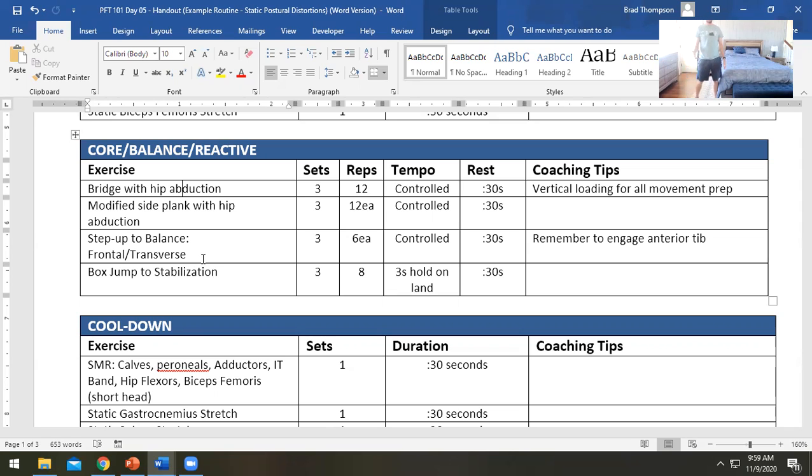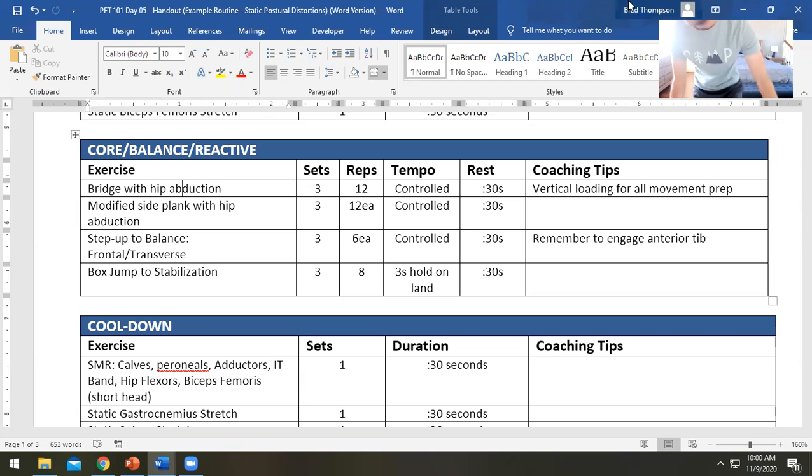Step up to balance in the frontal/transverse plane. So step up to balance is this. So we face this way. You step and you come up, right? Step up to balance in the frontal plane is actually where you face this way. And then the transverse one is actually where you turn, step, and then unturn. And then box jump to stabilization, which I am not doing on my little decorative bench. But I would jump onto a box and I would hold. Okay.